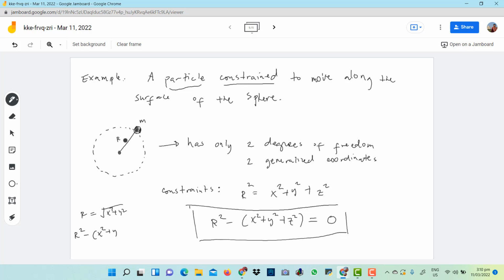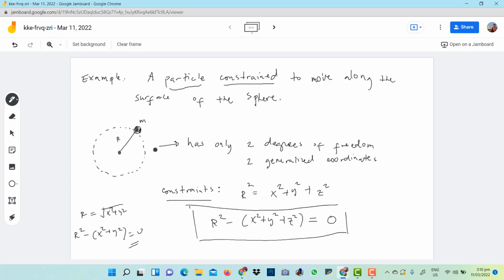X squared plus y squared equal to zero. So, dapat equate mo siya, i-transpose mo tanang variable sa imong right side para mahimo siya zero sa pikas nga equation. So, this is my equation of constraint in this system.